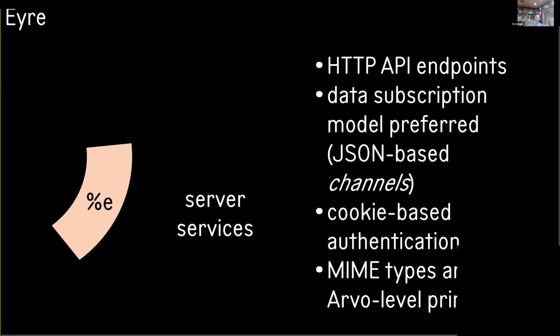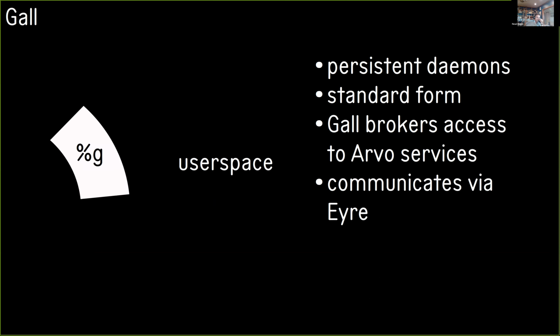User space. So Gall does what's going on here. I say persistent daemons with a standard form here. You know what that means at this point, right? Every Gall agent that you write is a door that takes its sample as your state, and whatever else you do is basically taking place in this standard form. You have 10 arms, and the kinds of interactions that are available to you are done this way.